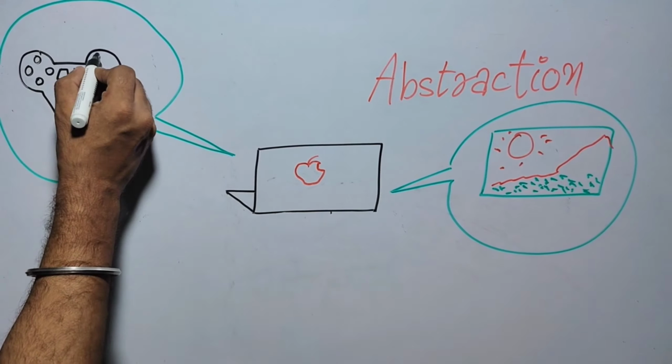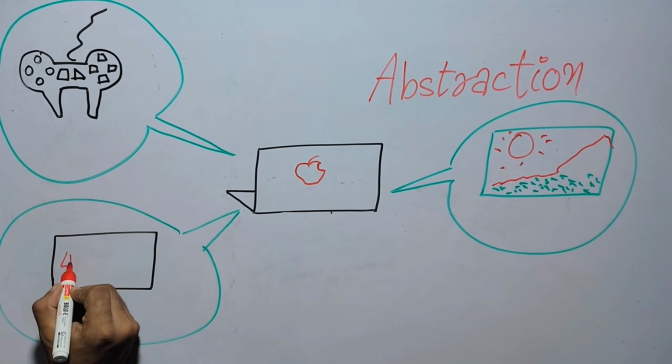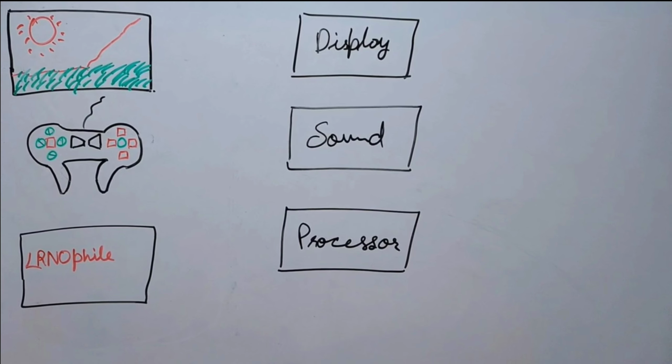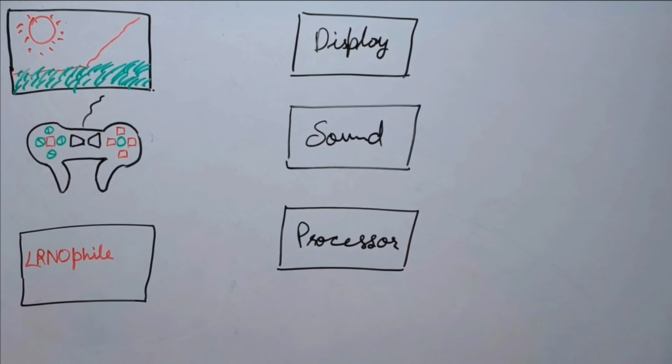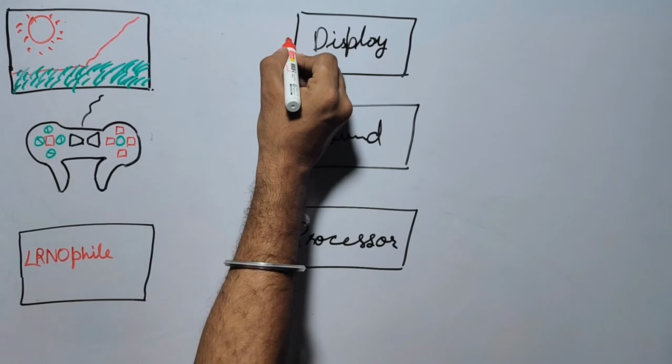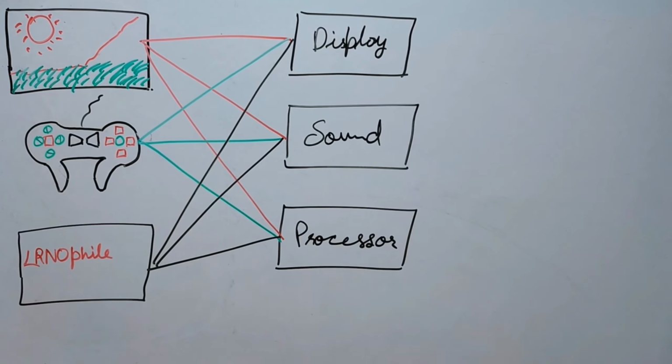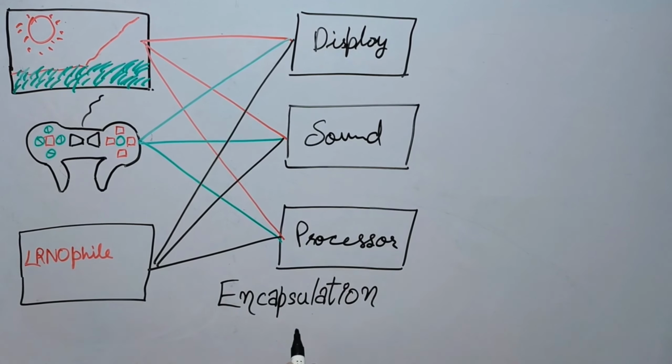Now, what do we do on such a laptop? See movies, play games, or maybe attend some kind of online class like the one you're doing right now. And for all these three functions, the laptop uses mainly the following units: the display, the sound, and the processor. So for all these tasks, these three units will be wrapped up as a single unit working together to provide you the end product of a movie or a game or an online class. This is known as encapsulation.